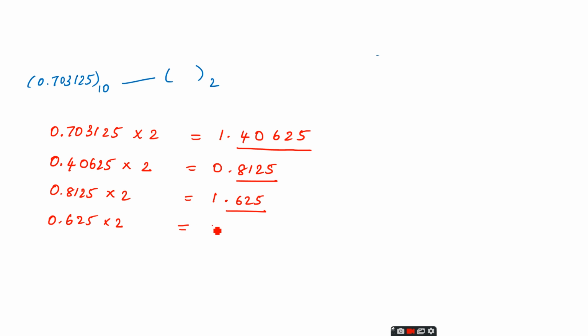Then we'll get the answer as 0.25. Now we'll take 0.25 times 2. Then the answer is 0.5. Now we are multiplying 0.5 by 2. Then the answer is 1.0. Now see the decimal part, that is 0.0. Any number multiplied by 0, the result will be 0. So when we got 0 at the decimal part, we can stop multiplying.